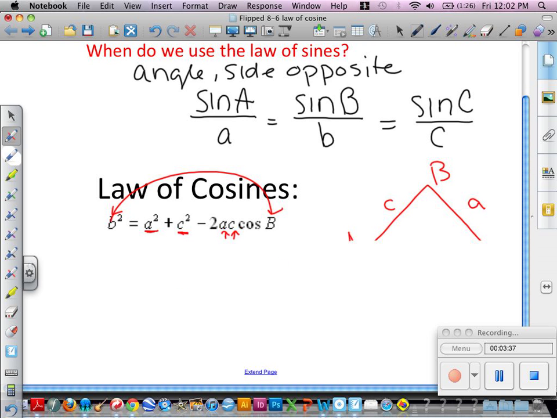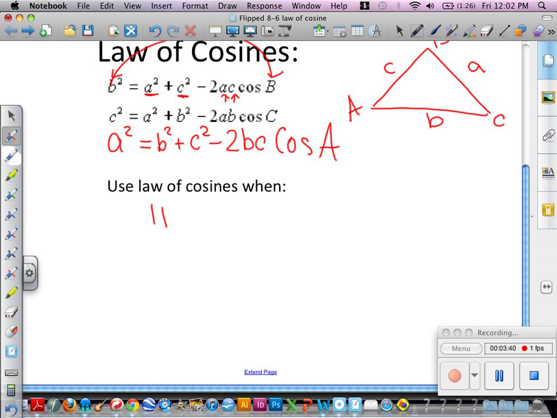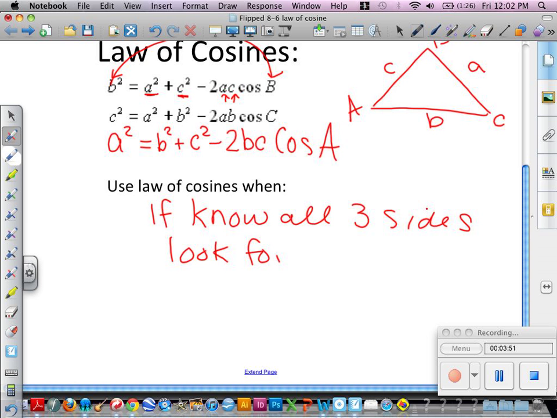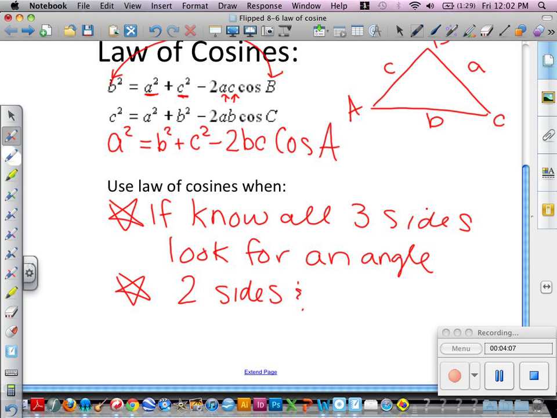So those other situations would be if you know all three sides and you're looking for an angle, that would be one situation where you use the law of cosines. The other situation for the law of cosines would be if you have two sides and the angle between those two sides. That's called the contained angle.